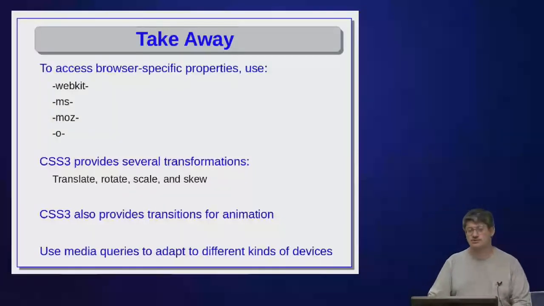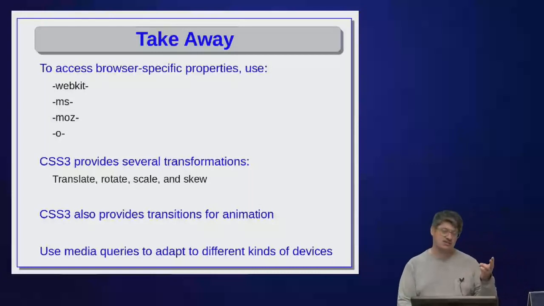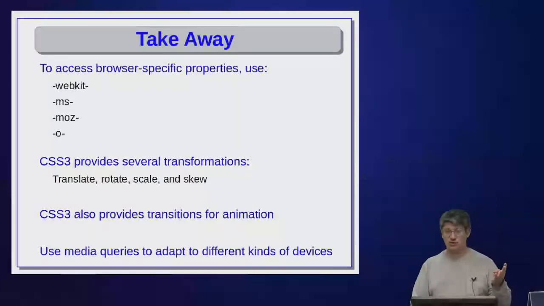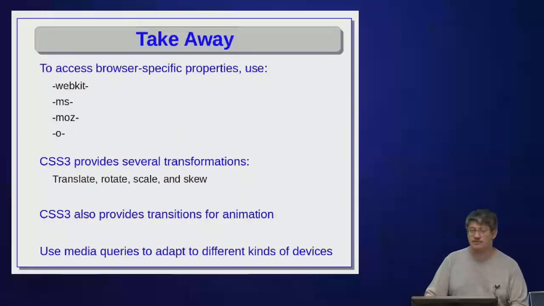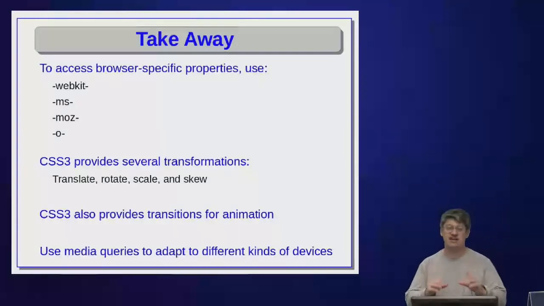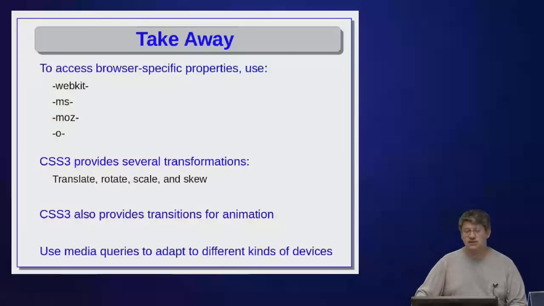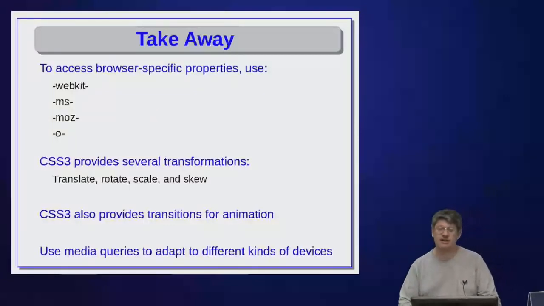CSS3 provides all sorts of neat transformations, translations, rotations, scaling, and the ability to skew. It also provides transitions for animation, and you can animate pretty much any CSS property, from width to color to font size to position on the screen. You know, position relative and left and right. You can wiggle stuff around. And you can use media queries to adapt to different kinds of devices.